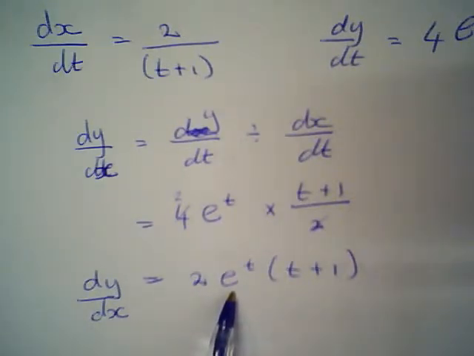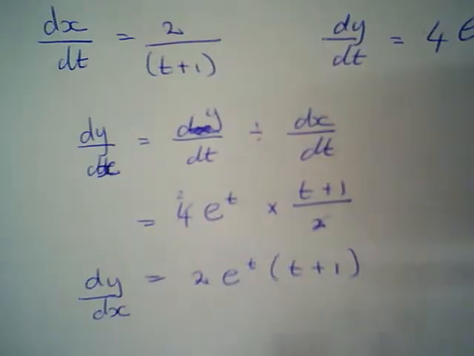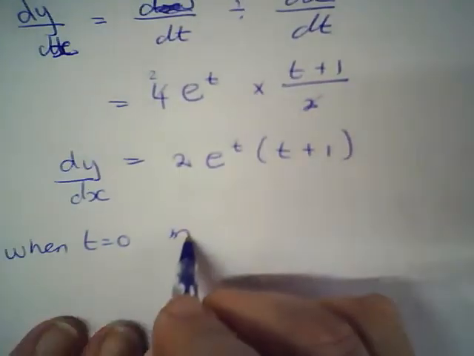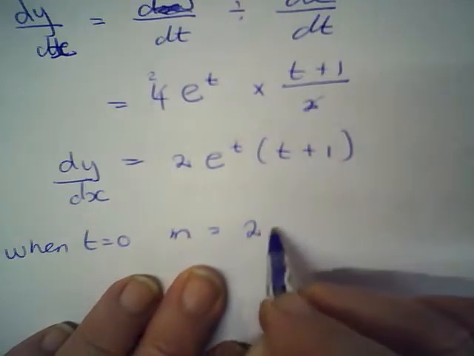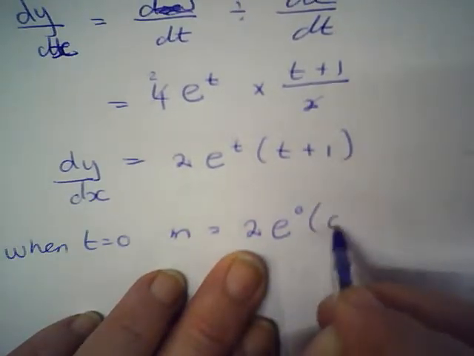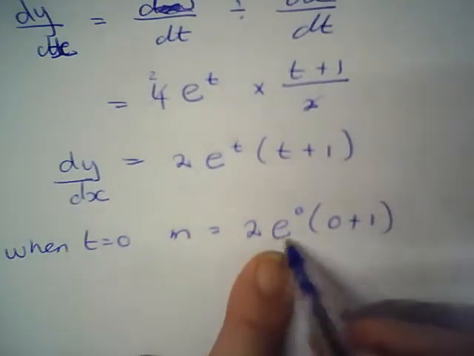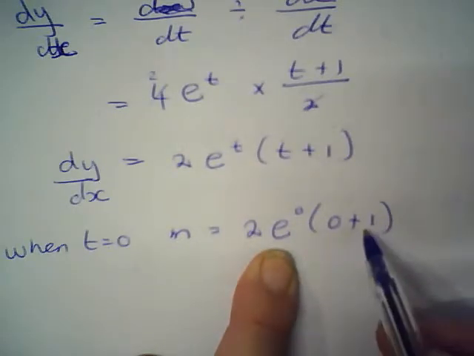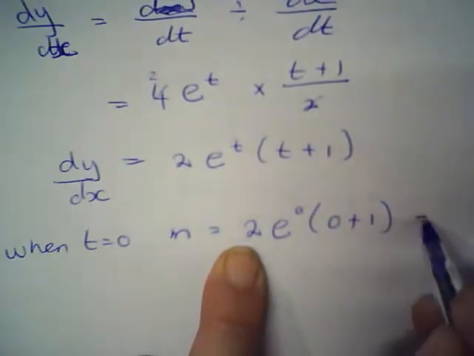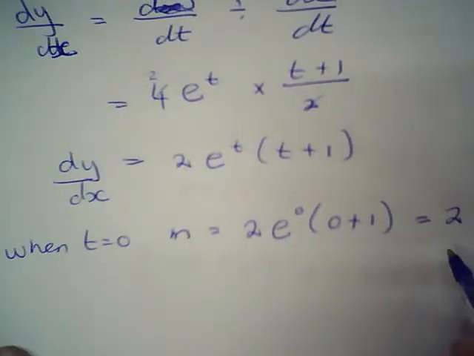Okay, so we need to find the gradient and we need a point. So the gradient is now easy. We know that they've asked us for the point where t equals 0. So when t equals 0, my gradient would be 2e^0, 0 plus 1. That would give me 1, times 1. So it would be actually just 2. So my gradient is 2.